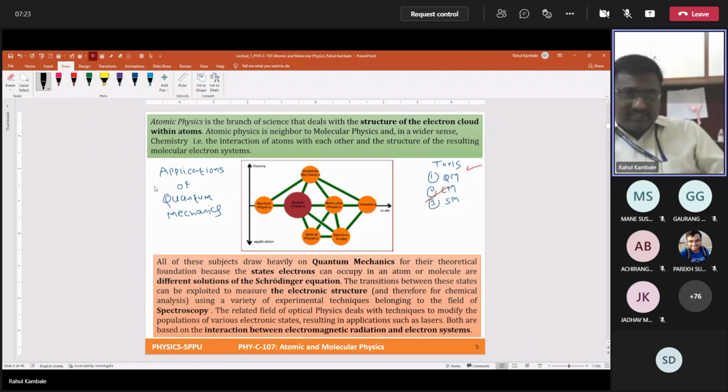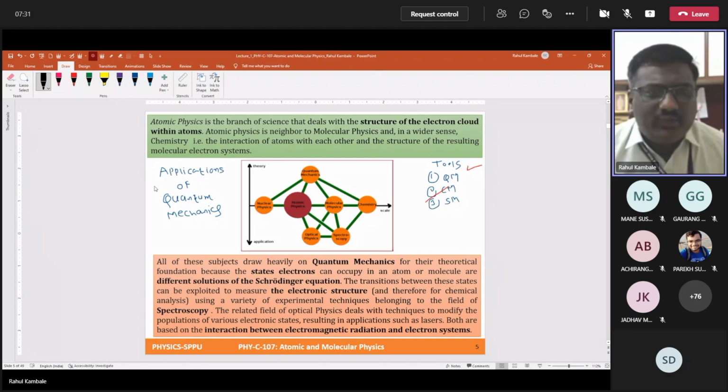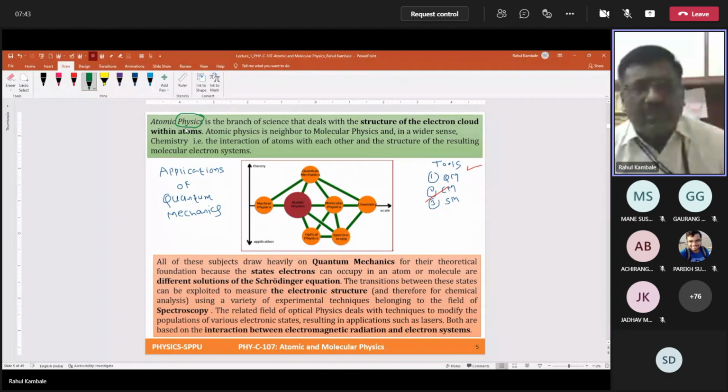atomic spectra. Structure and spectra, that is divided, and this is coming under the umbrella of atomic physics. So what is atomic physics? Just have it as a starting point. The name itself indicates that some type of physics we are going to understand, we are going to frame it, and we are going to work out, which is related to the atoms.